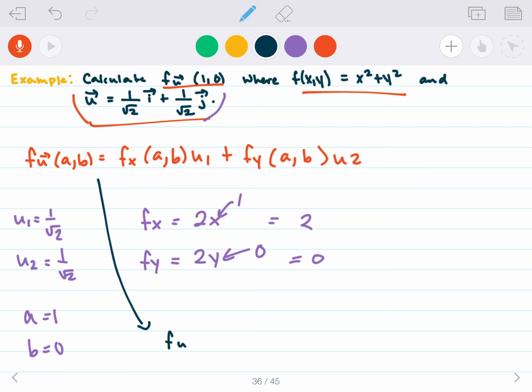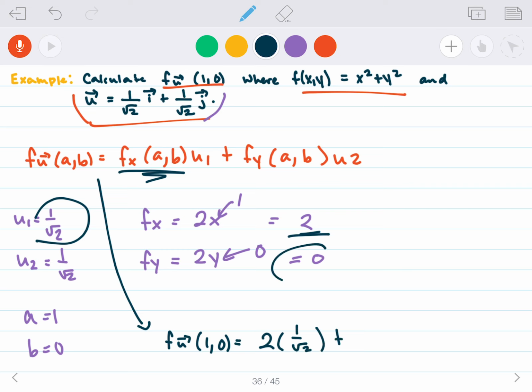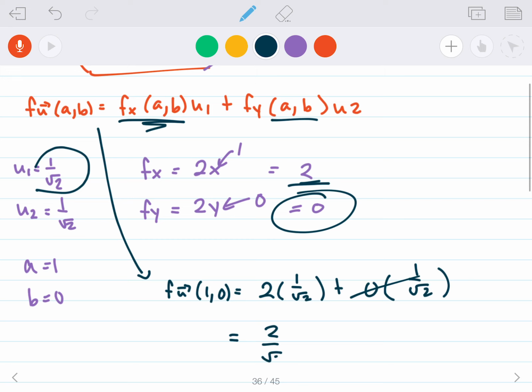We have the directional derivative at (1, 0) equals, okay, the partial derivative at (1, 0) is 2, so we'll just replace that. u1 is 1 over root 2, replace that, plus the partial derivative with respect to y is 0 when we plug in (1, 0), and then u2 is 1 over root 2. So this clears, and we're just left with 2 over root 2, which again is square root of 2 if we rationalize, which is exactly what we got with the limit definition.